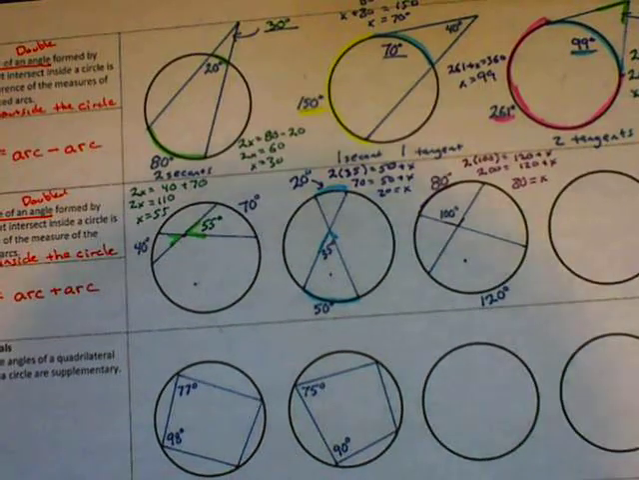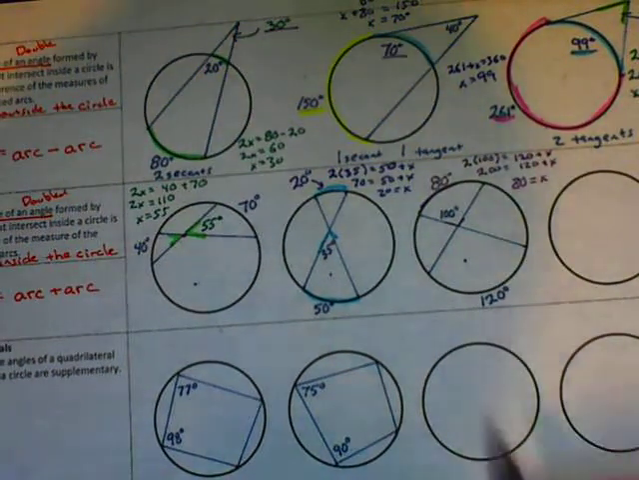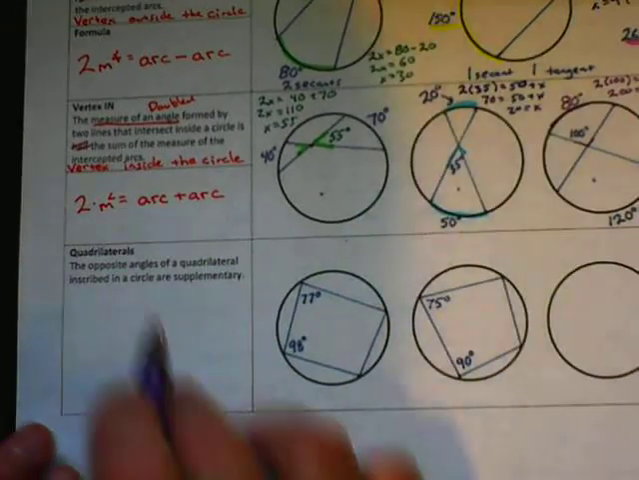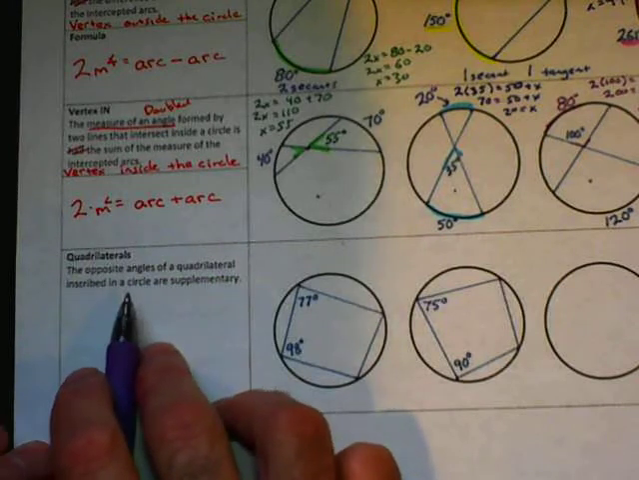And that's when the vertex is inside the circle. The vertex here was inside the circle. One last little rule. Quadrilaterals: opposite angles of a quadrilateral inscribed in a circle are supplementary.